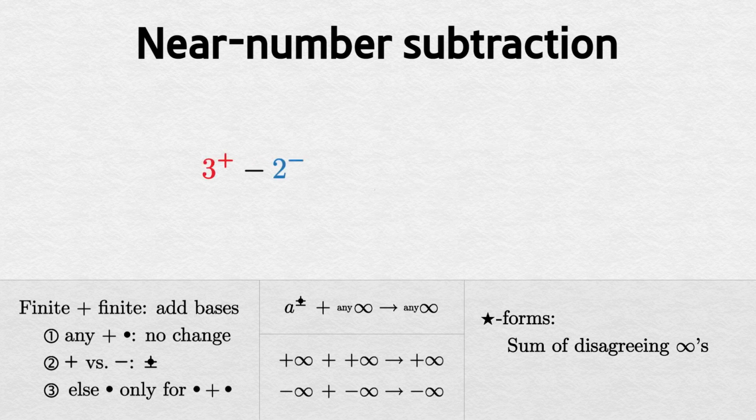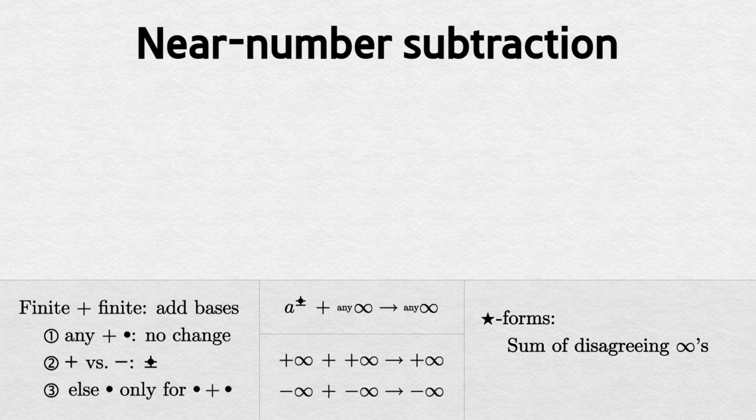So what's 3 plus minus 2 minus? We simply add the negative of 2 minus, which is negative 2 plus. We add the bases, and the adornments agree on plus, so our result is 1 plus. Any other difference can be similarly broken down as adding a negative. The star forms for subtraction come from those for addition.